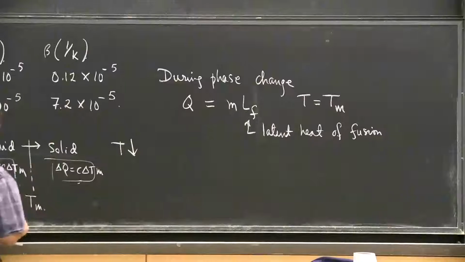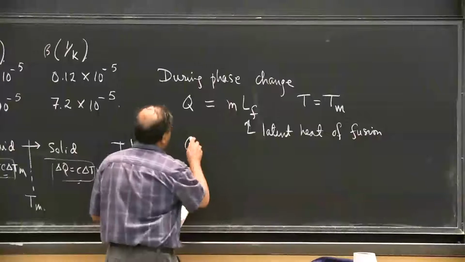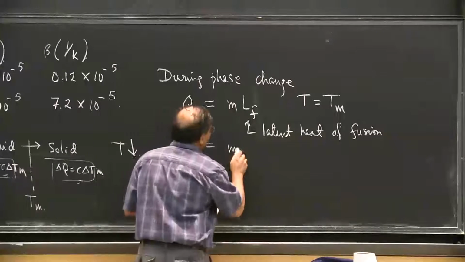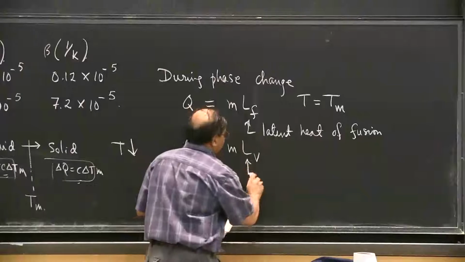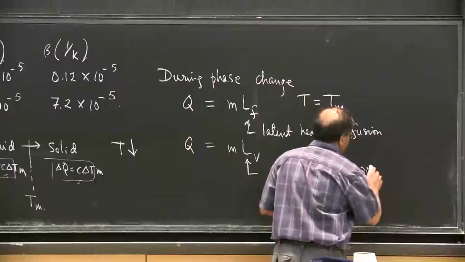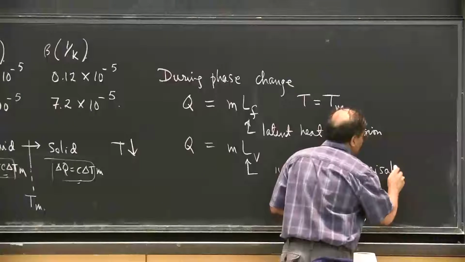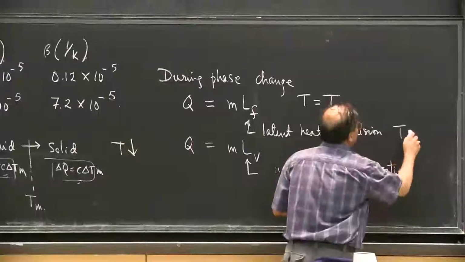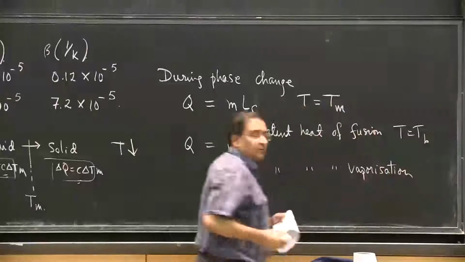So this is the latent heat of fusion. The latent heat of fusion would be here, and over here you have another quantity, which is M L_V, and that would be the latent heat of vaporization. And this happens at T equal to T_boiling. So let's go through this then very quickly.